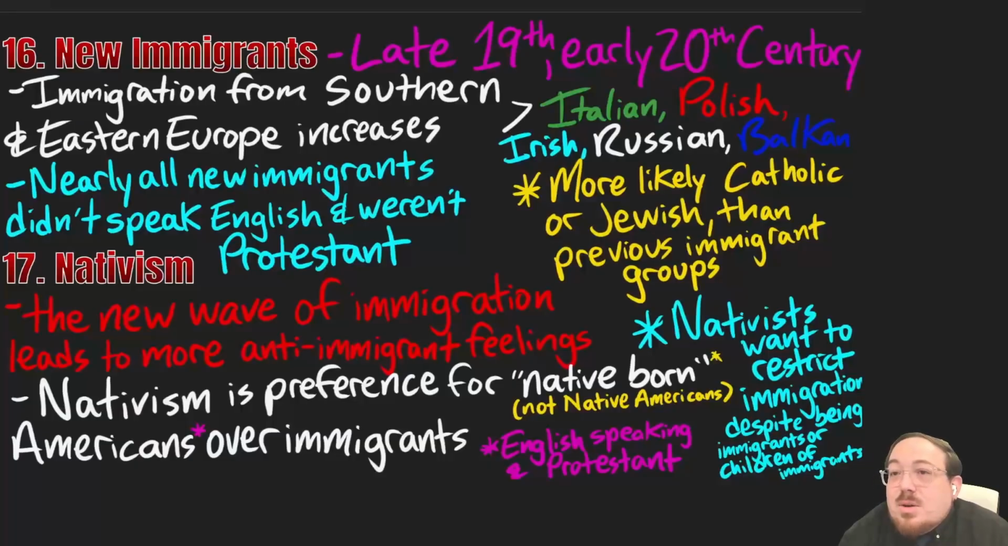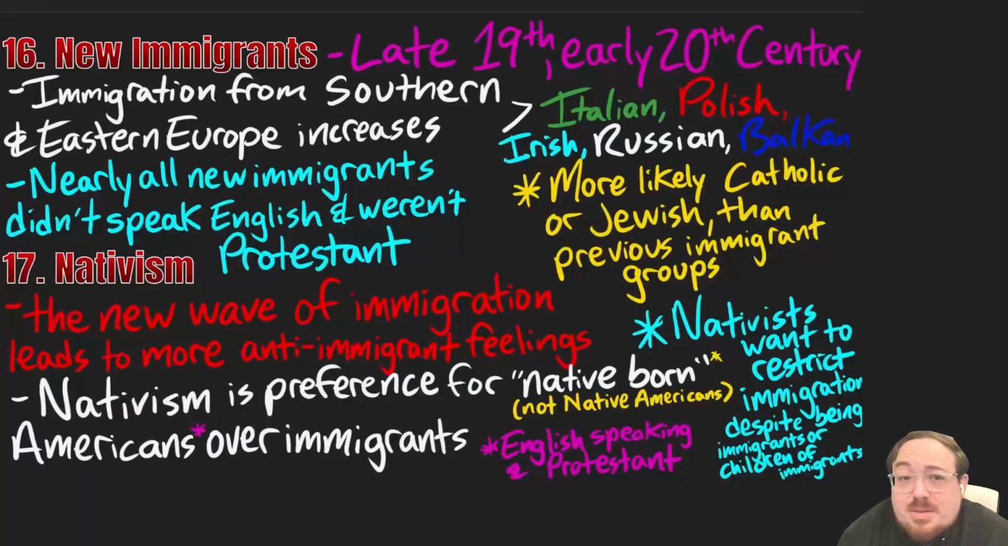And so we don't like that here in America. We want everybody to speak English, and we want everybody to believe like we believe. And so this leads to a rise in anti-immigrant feelings at the time, and that leads us into our next term. That term is nativism. This is a preference for native-born Americans over immigrants.